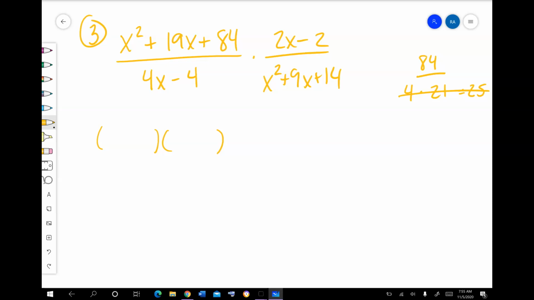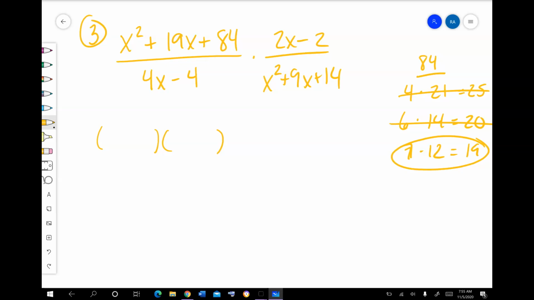Let's see, not divisible by 5. 6, let's see, it'll be 6 times 14. Well, 6 and 14 gives you 20. We're close. Let's do 7. 84 divided by 7. That's 7 and 12. Well, 7 plus 12, that is 19. So there we go. That is what we call trial and error.